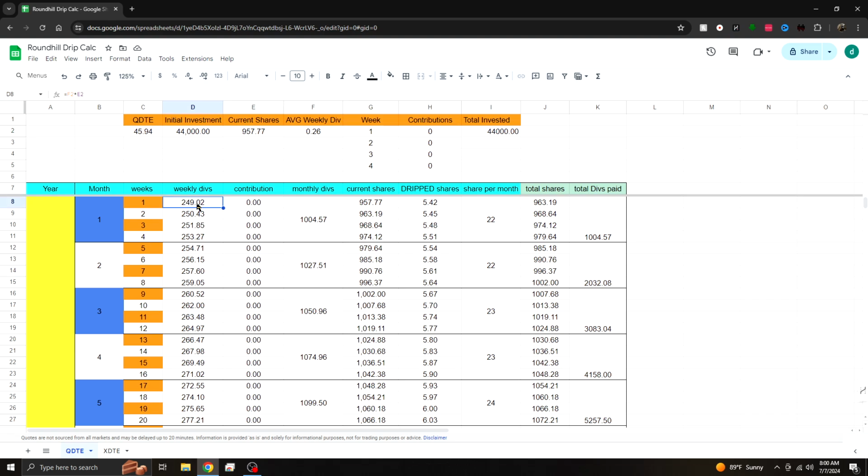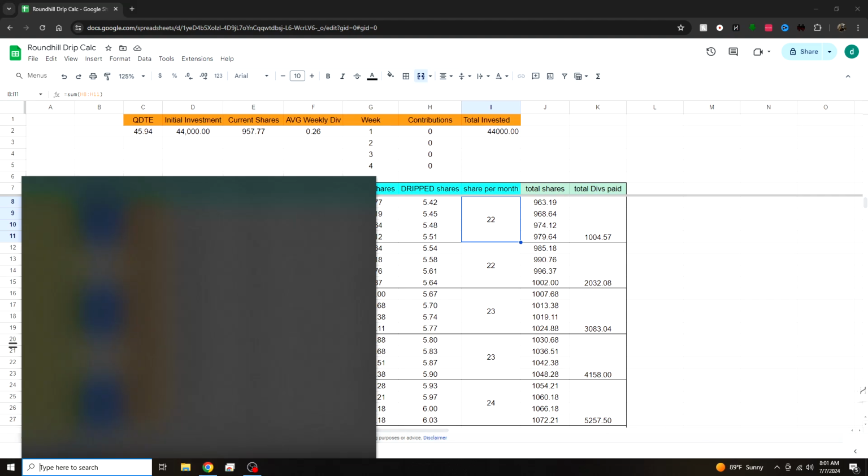That would get us to about $250 a week, or 1,000 per month. So that's a pretty big goal for a lot of people, just to hit that $1,000 mark. Because then it really just starts snowballing. Because look at this, we can buy 22 shares per month. 22 shares per month is, let me just pull up a calculator.